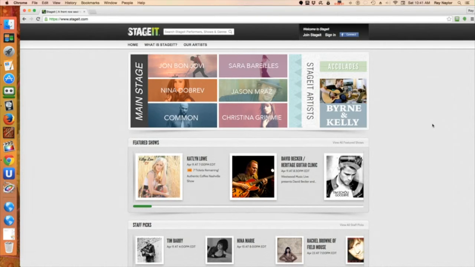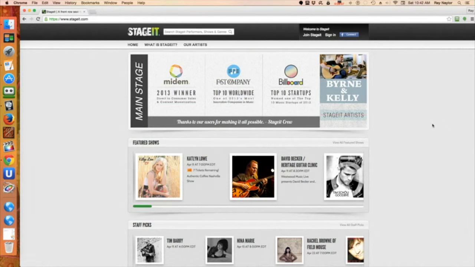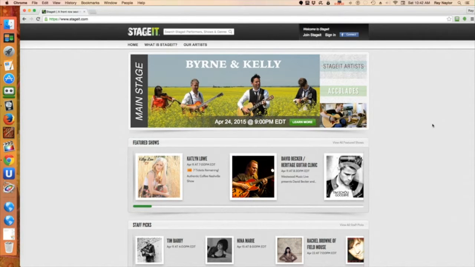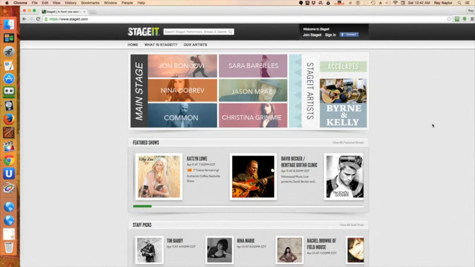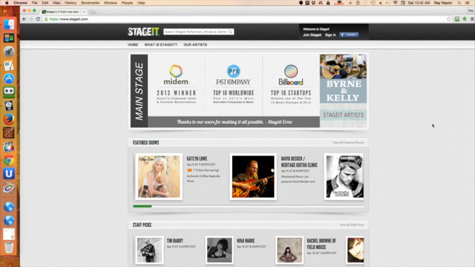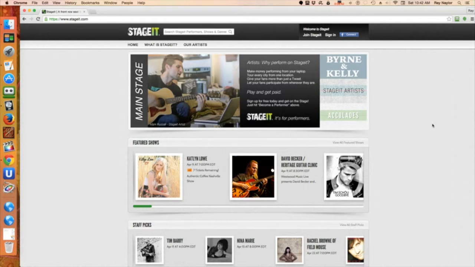Another difference is how much StageIt takes for their cut as opposed to Concert Window. Concert Window does a flat 30%. StageIt, the amount that they take depends on the amount of money that comes in during your concert. And they start, if it's under, I believe it's $500, they take 37%. It's either 500 or 50, I tell you the truth, I'm not sure. But then they go down in different steps till they get to 30%.